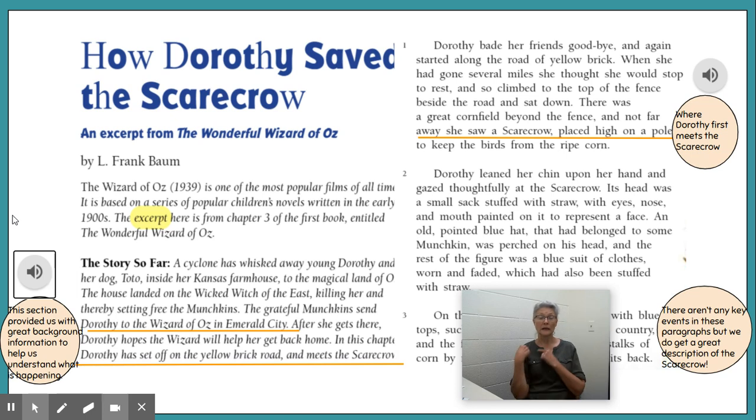Since our text is an excerpt, which is a small part of an entire book or text, this italicized part is really helpful because it allows me to understand what has happened in previous chapters. Here, we are introduced to Dorothy and understand her situation. She's trying to find the Wizard of Oz, which is in Emerald City. It's there that she uses the yellow brick road and finds the Scarecrow. I'm going to underline this because I know that it is useful information.